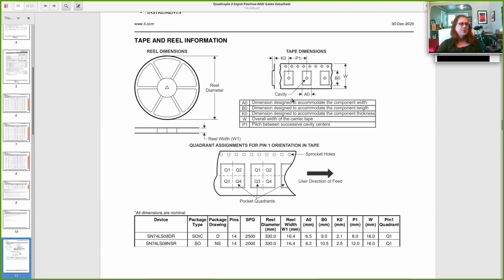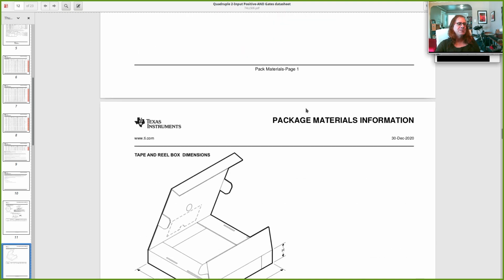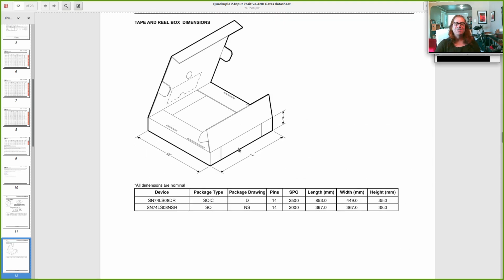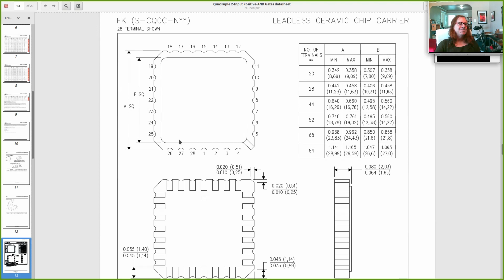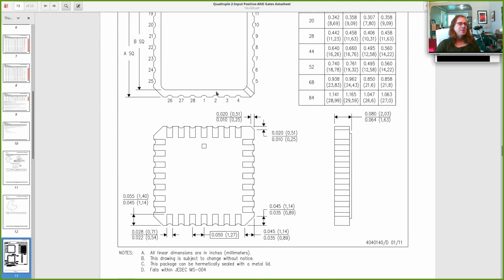And then if you're ordering it in this form that's surface mountable, they come on a reel. They come in these big plastic strips with little sprocket holes that you can plug into a machine that'll automatically build your circuit for you. But you need to know exactly how this is laid out, what kind of box it comes in, and the exact dimensions of each of these packages.